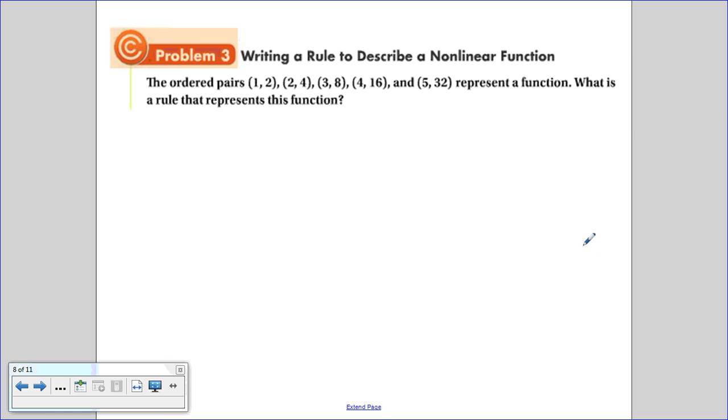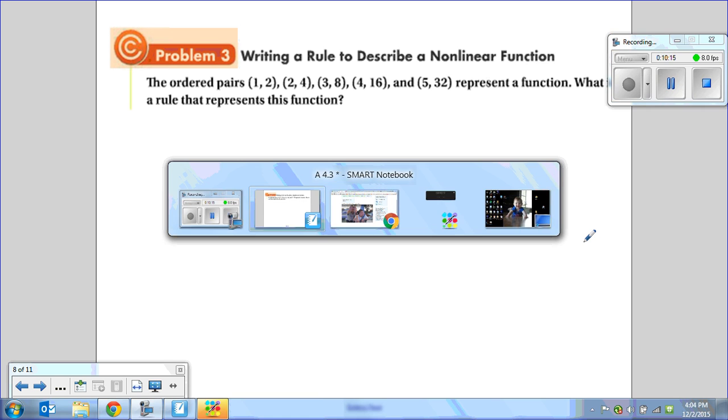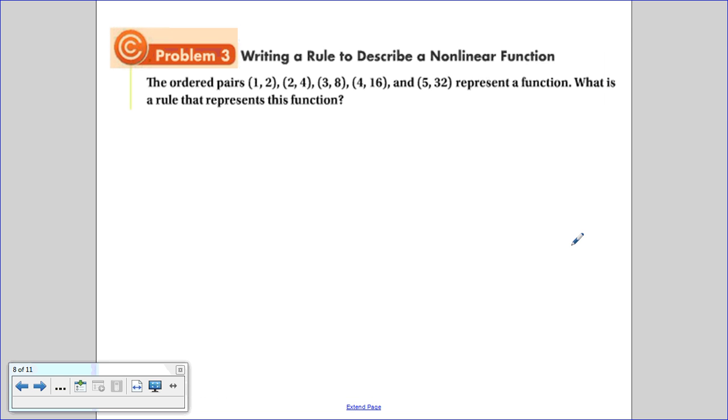All right. Last one real quick. Write a rule to describe a nonlinear function. So again, write a rule that represents a function. We're essentially looking for an equation. What I would suggest is you take it and you try to put it into a table as an ordered pair. So these are your x's and your y's.